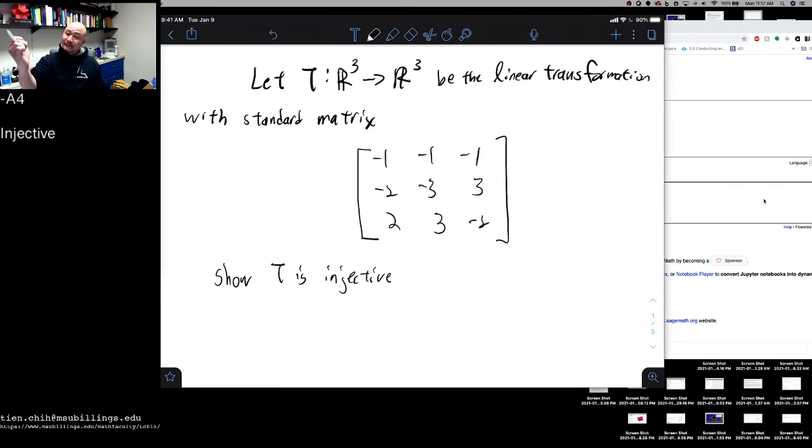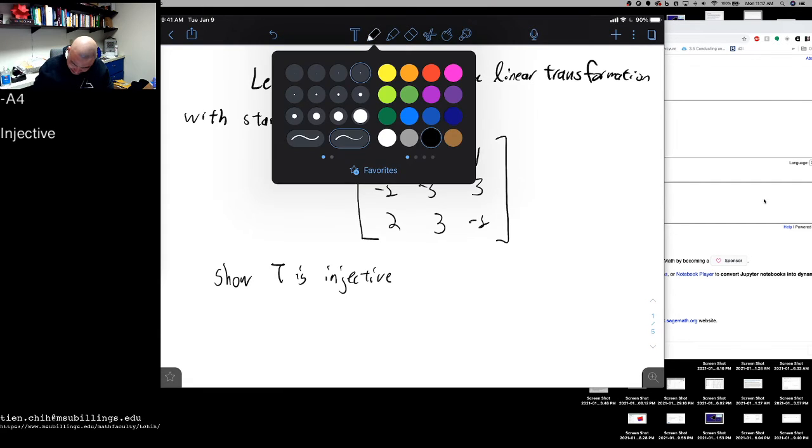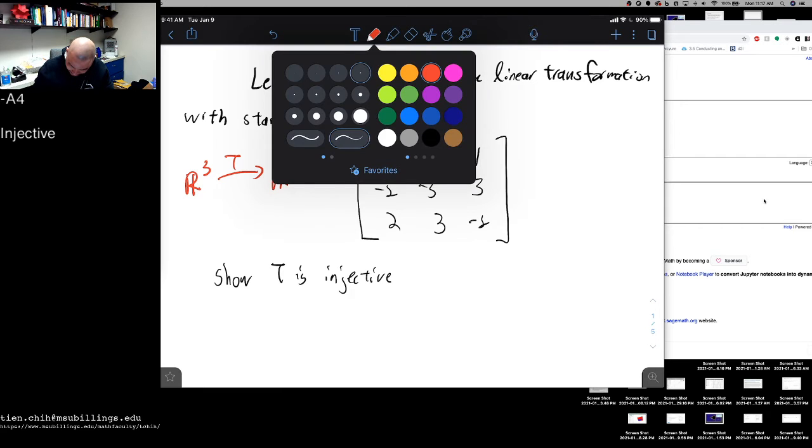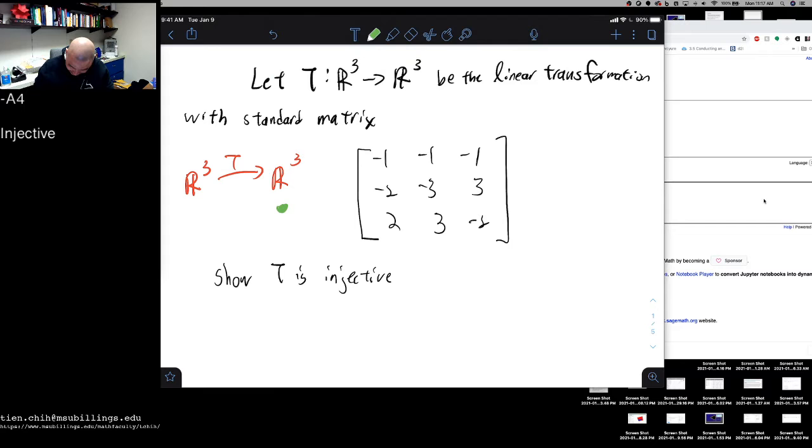given any element in the codomain, so T goes from some copy of R3 to R3, if I have a vector here in R3, there's only one vector hitting it, right? There's not a second vector or infinitely many vectors that can hit that point.